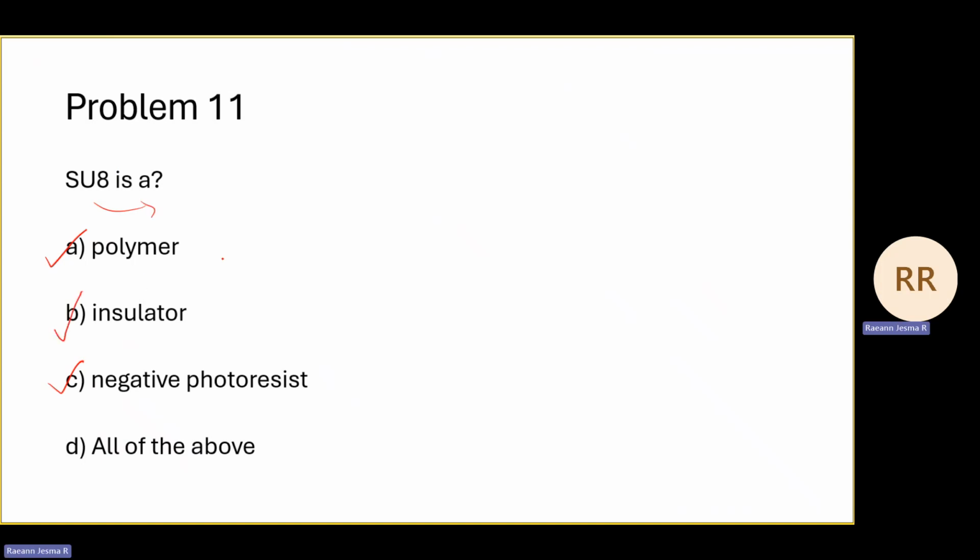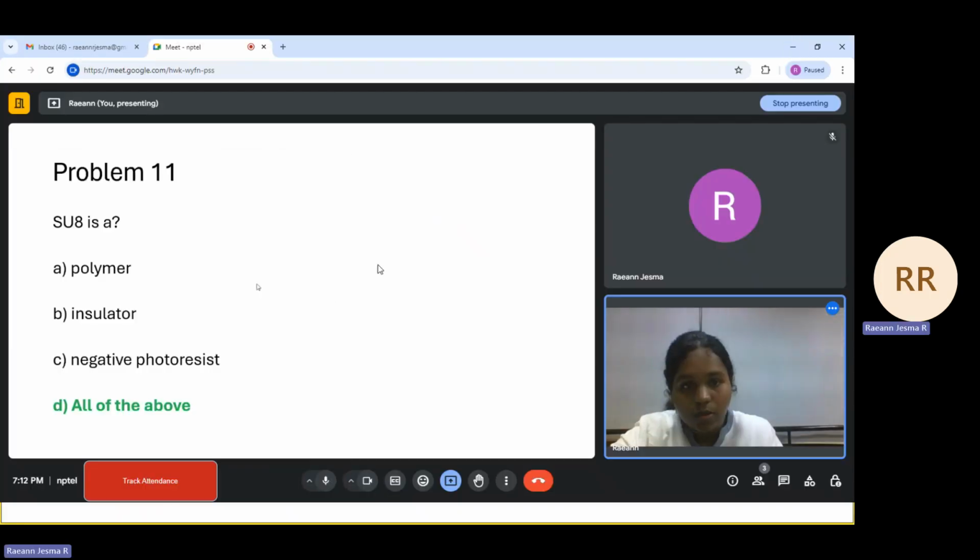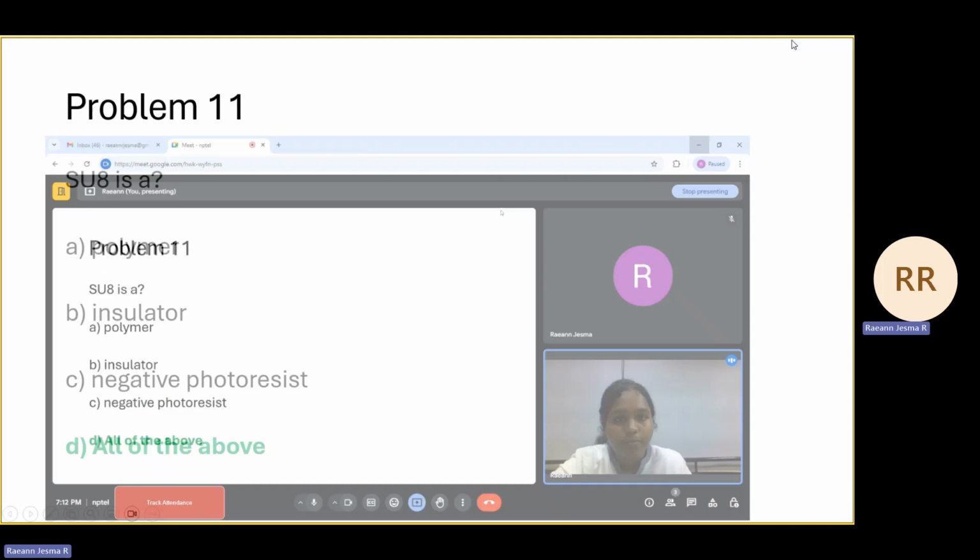Most of the polymers are insulators, but there are some conductive polymers as well. There was one process where we had to do some gold coating over SU8 in order to make it conductive, right? We were doing that because it was an insulator. So the correct answer is option D, all of the above. So we'll move on to the next question.